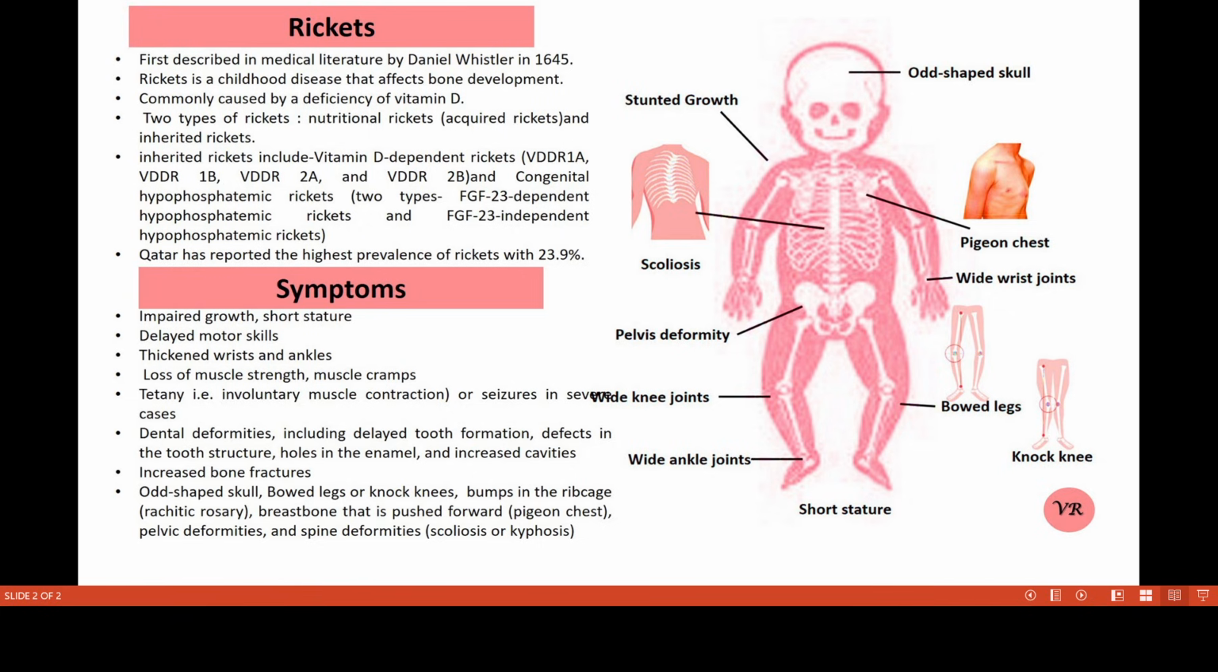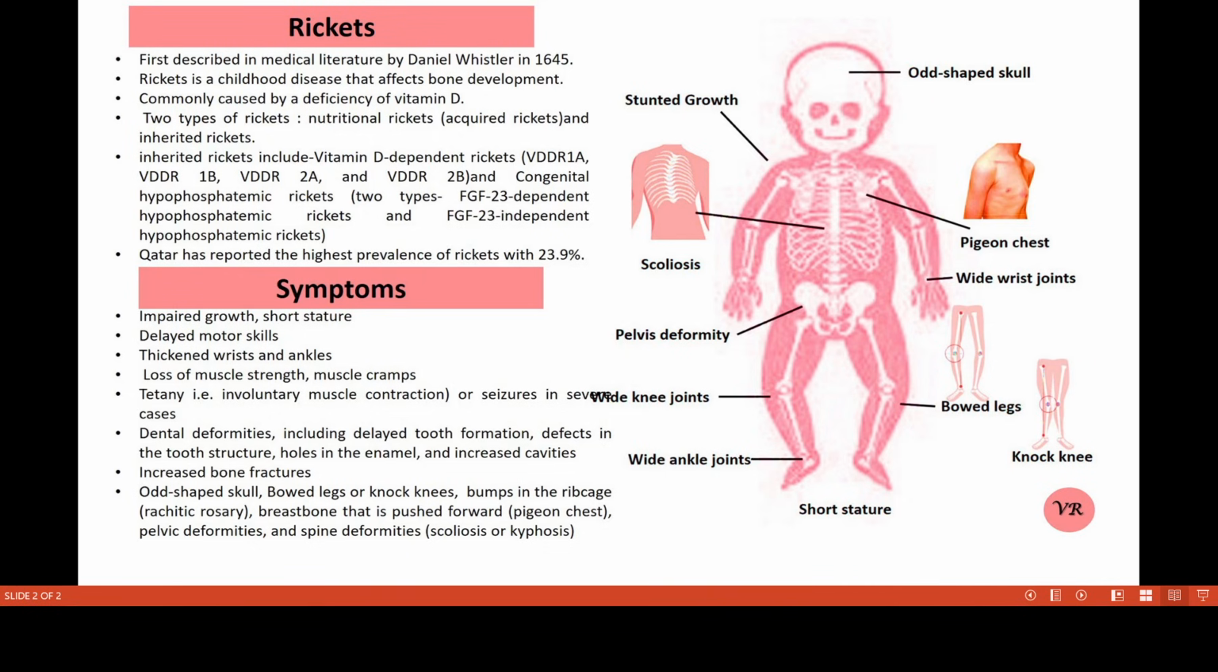In this video, I will discuss rickets. Rickets was first described in medical literature by Daniel Whistler in 1645 in a dissertation he presented in Leiden, Netherlands. However, it was Francis Wilson, an English physician, who gave the first detailed and comprehensive account of rickets in 1650 in a book titled De Ricketides.